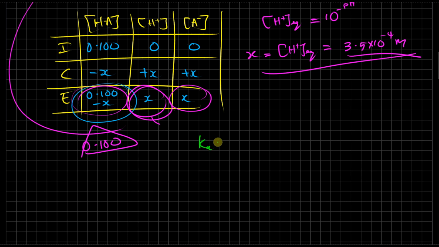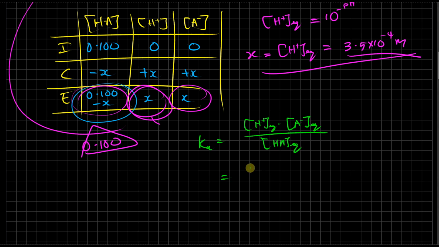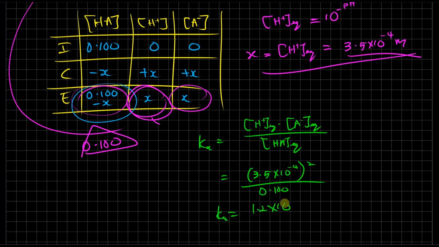So we know that our Ka is going to be equal to your H plus concentration at equilibrium, times your conjugate base ion concentration at equilibrium, divided by your HA concentration at equilibrium. So in this case, it will be x times x, which is just this number squared, divided by 0.100. That comes out to be a Ka of 1.2 by 10 to the minus 6.